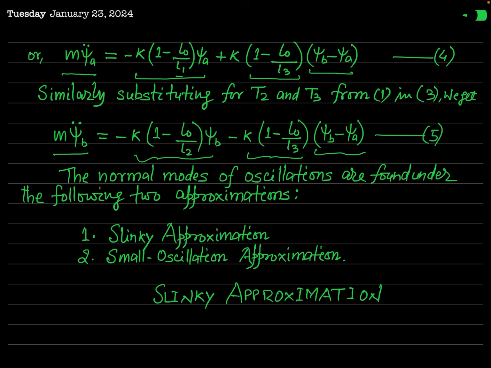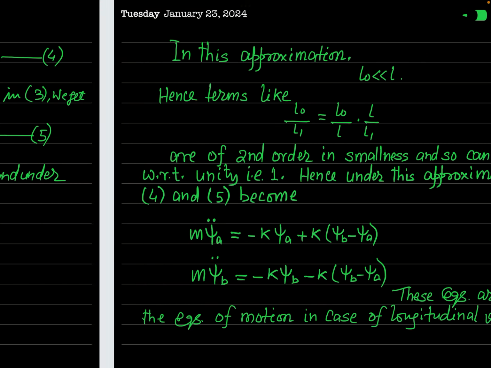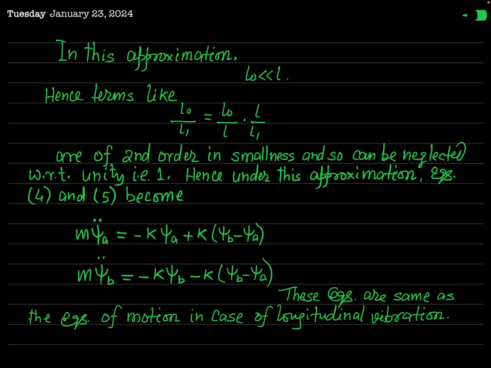And the two approximations under which we will find the normal modes of oscillations of this system are actually the Slinky approximation and a small oscillation approximation. So one by one, separately, we will discuss what will be the frequencies of the normal modes of oscillation of this system when we make our calculation under the Slinky approximation and under the small oscillation approximation. So let us see first of all what will be the normal mode frequencies in case of Slinky approximation.